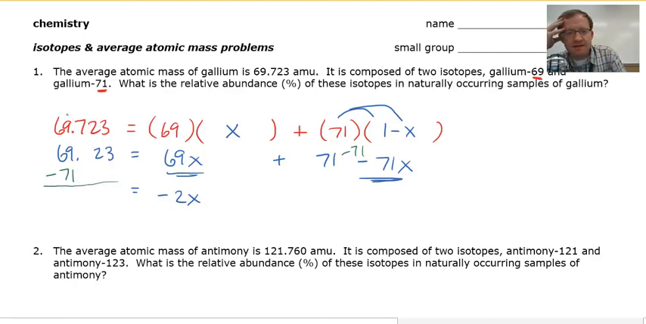Well, 69.723 minus 71 is a negative 1.277. I get a negative answer, of course, because I subtracted a larger number from a smaller number. Now, negative 1.277 equals negative 2x. So how do I get the x by itself? Well, divide both sides by negative 2. And I'll have x by itself on the right side because these will cancel out, right?